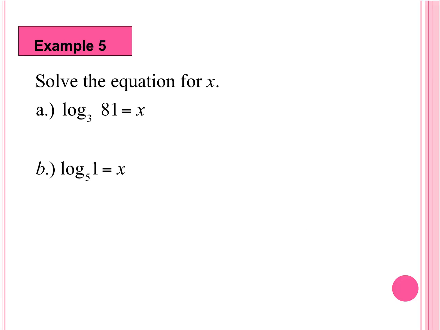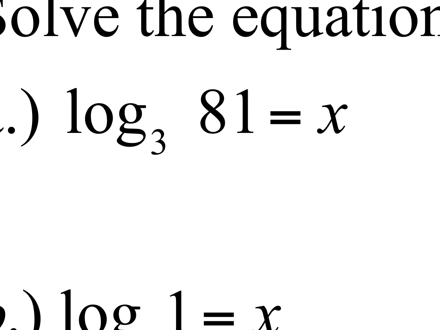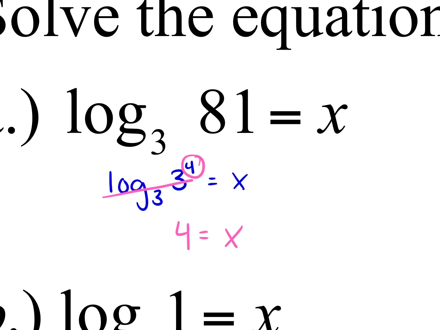So in example 5, we want to solve the equation for x. So here, we're going to use the properties that we just did. You can rewrite this into exponential form if you want. But how could I make 81 have the base of 3? It would be 3 to what power? So log base 3 of 3 to the 4th power equals x. I'm not changing the value of anything. I'm just changing the way that it looks. Log base 3 of 3 will cancel, so we're just left with 4 equals x.